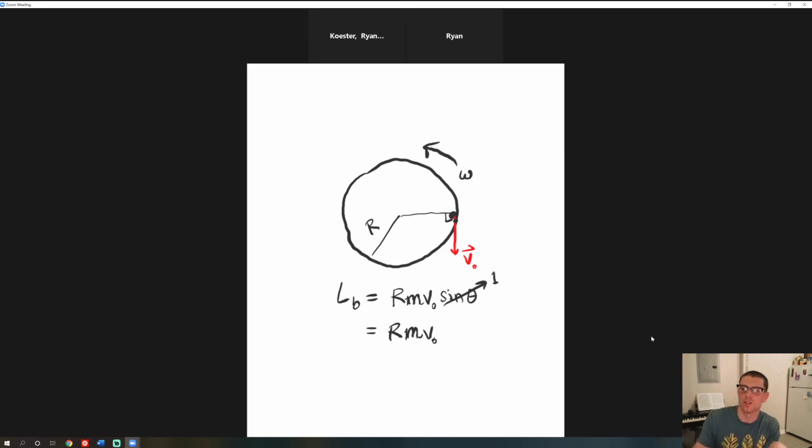I don't know that I can do this. I want to put my hand in front of the camera, but I don't know that I can do this without contorting my body. So just again, for the angular momentum of the ball, right?